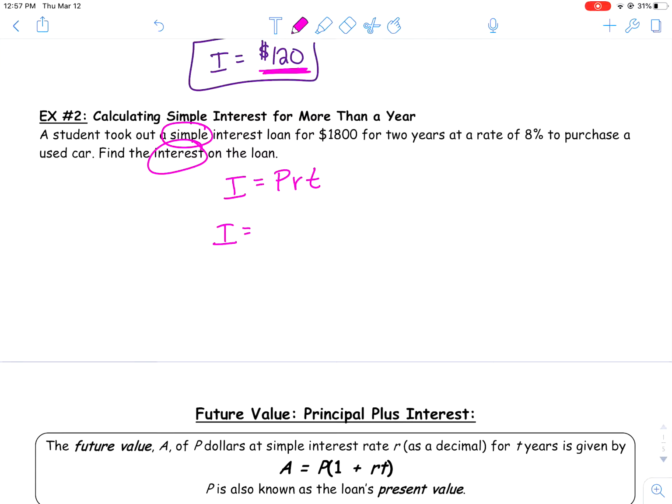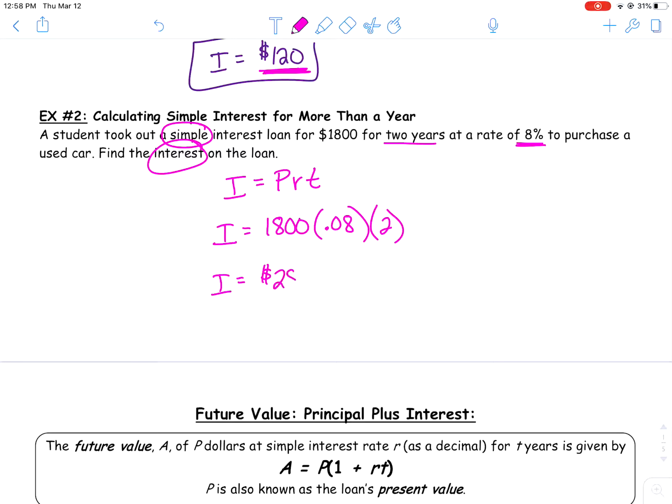I don't know what the interest amount is. That's what we're trying to figure out. I do know that the principal amount, the amount that she originally borrowed, was $1,800. I know the interest rate was 8%, or as a decimal, 0.08. And I know that she's going to borrow this amount of money for 2 years. So I'm going to do 2 for my T. I'm going to calculate all of that by multiplying all of those numbers together.